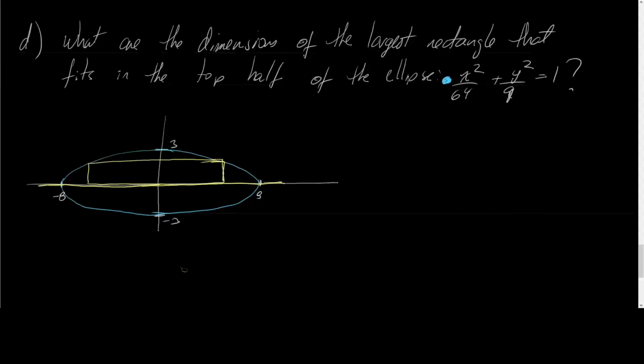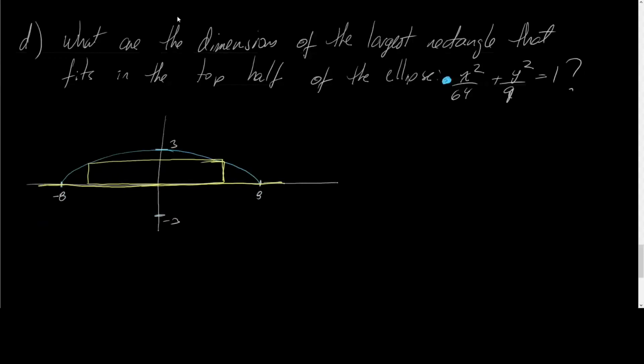Well, we need to come up with some sort of objective and some sort of constraint, right? Now, notice here that I said that it needed to be the top half of the ellipse. So essentially, we don't care about this bottom piece at all. In fact, I'm going to erase it. We don't care about the bottom piece. We care about that rectangle inside the top half.